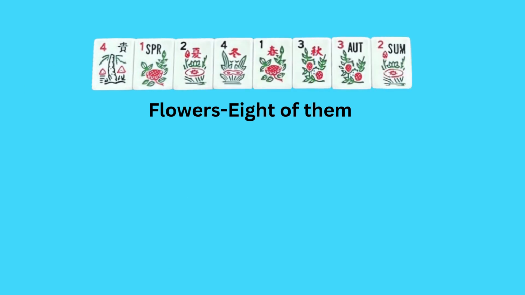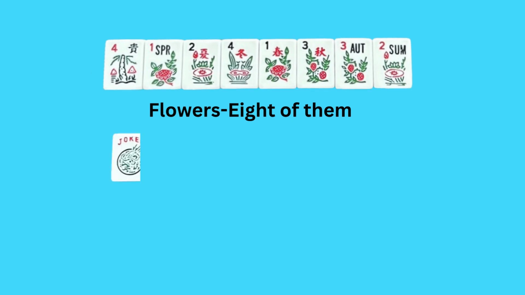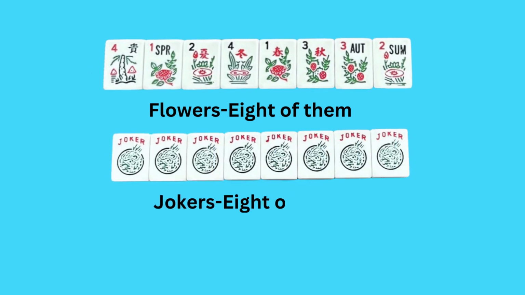The next tiles are the flower tiles, and there are 8 of these. Please note that on the tile there are numbers and some letters which are actually abbreviations of the seasons. These mean absolutely nothing when playing American Mahjong.